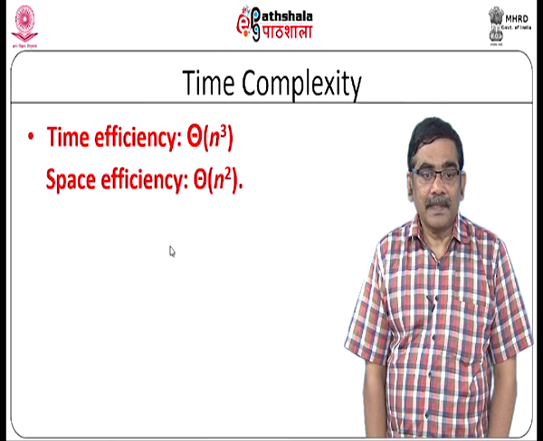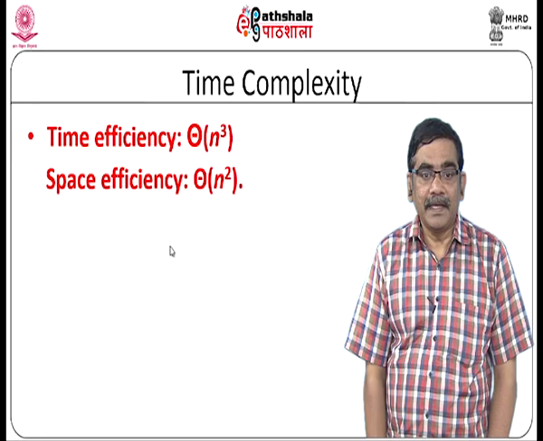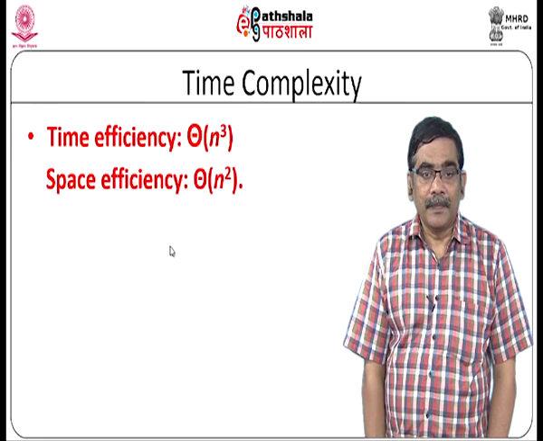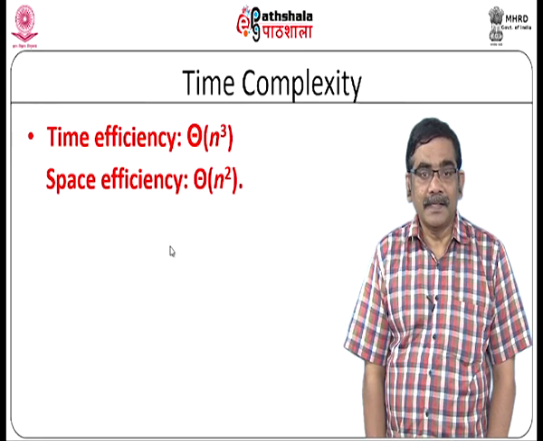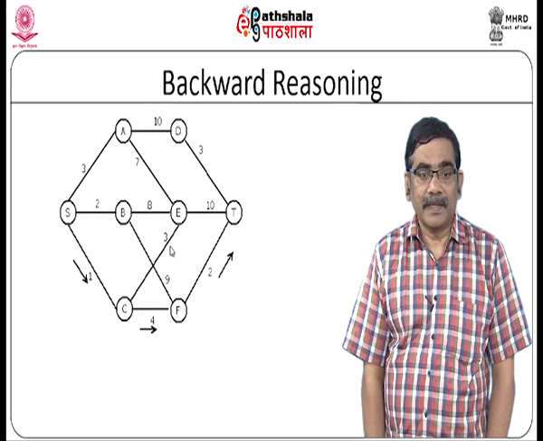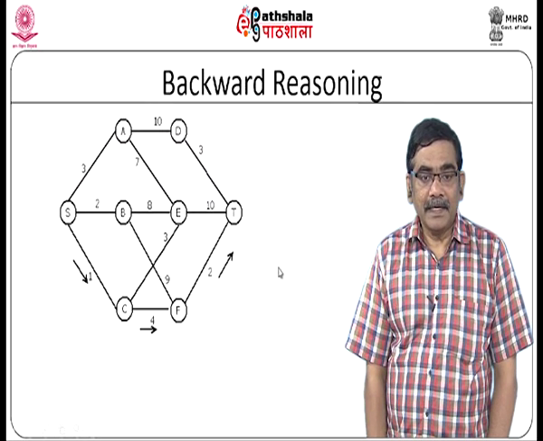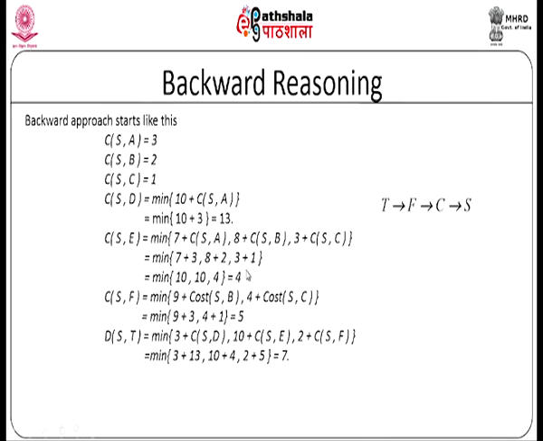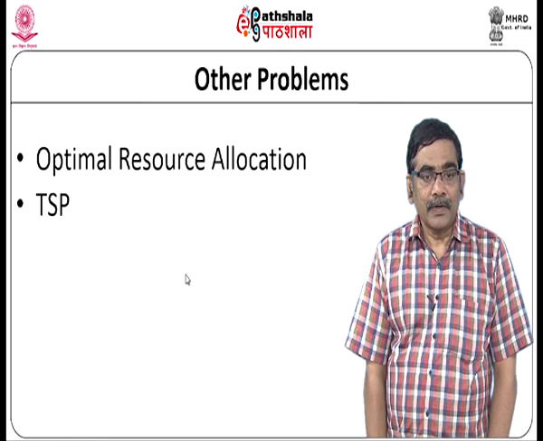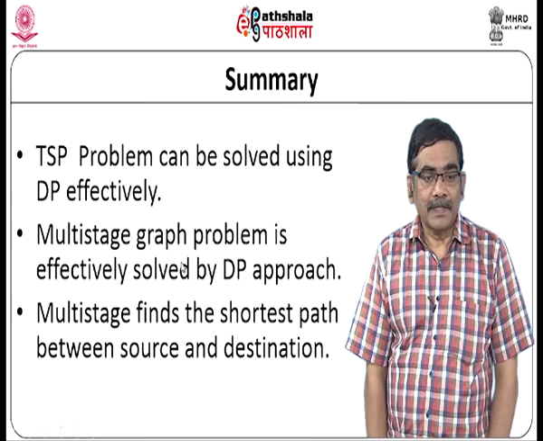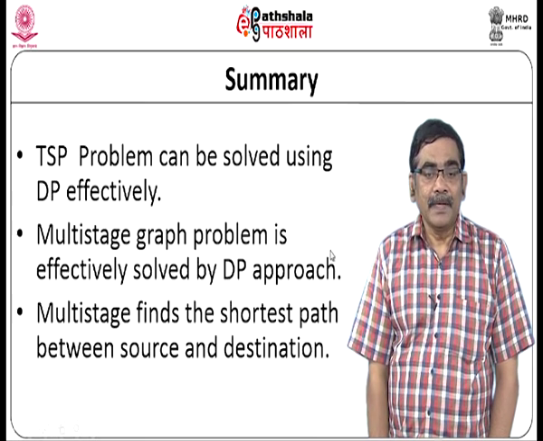What is the time complexity? Time complexity is theta of n cube, and space efficiency is theta of n square. The same thing can be done in backward reasoning also. In backward reasoning, you start from the source. The same logic applies, but we come from the source side. You can use this approach to solve other problems such as optimal resource allocation, TSP, etc.